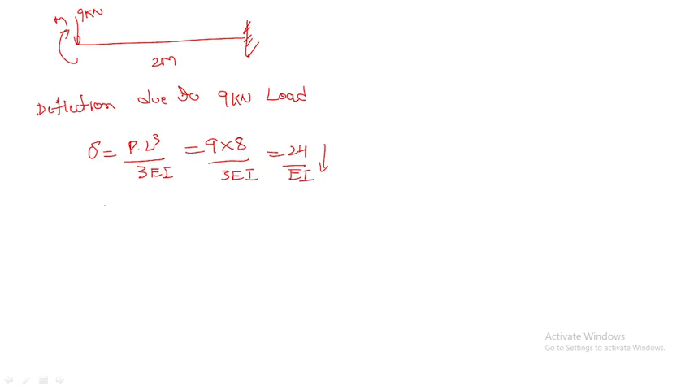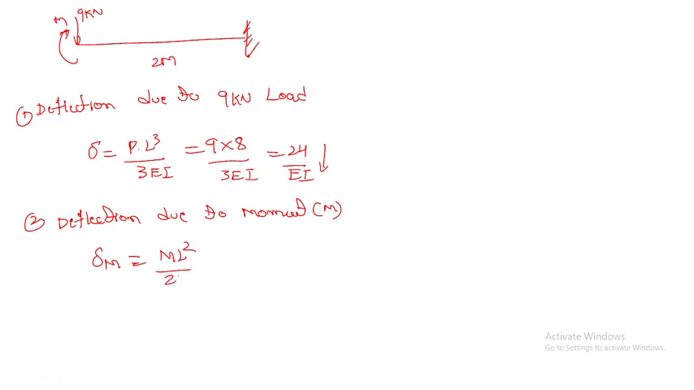This is the first step. Now the deflection due to the moment M: delta M equals M L² by 2EI. This is M into 4 divided by 2EI, which is 2M by EI. This is upward.